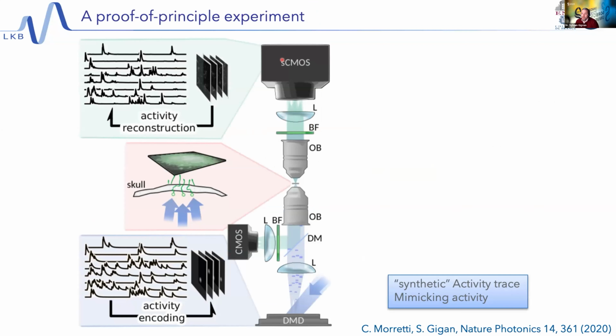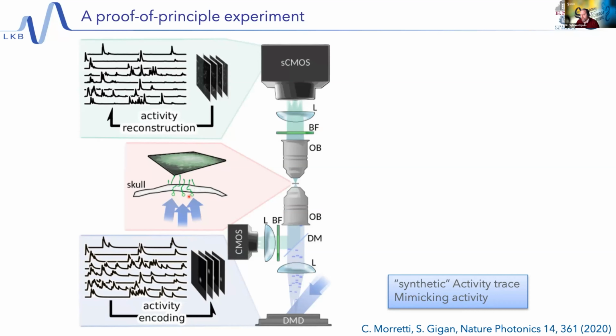And so we did some kind of proof of principle experiment with a DMD, which is a modulator that allows us to excite some neurons, which are for us just some large fluorescent beads, the size of a neuron, about 10 microns in size, which is quite spatially extended.